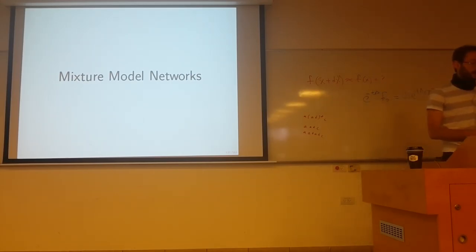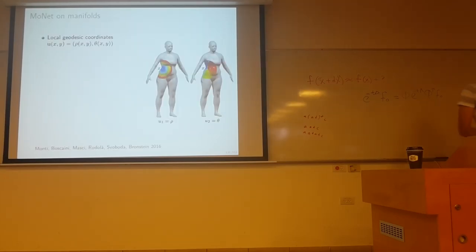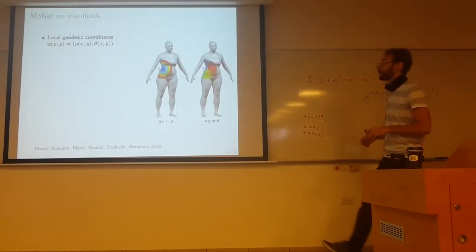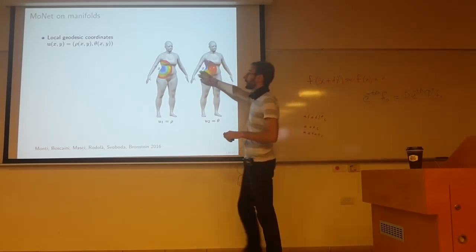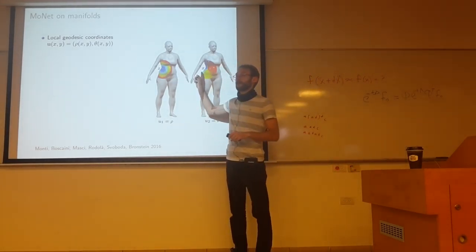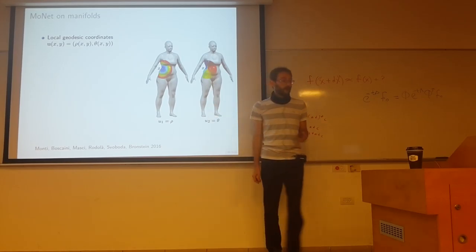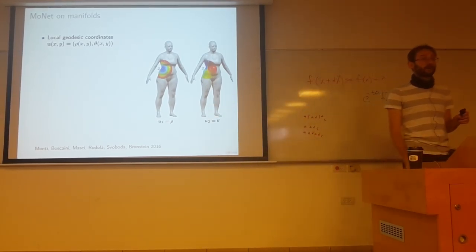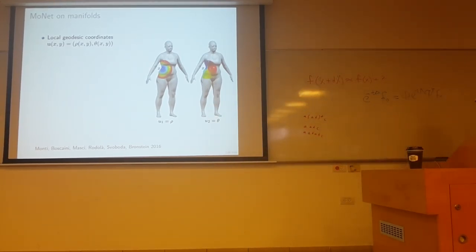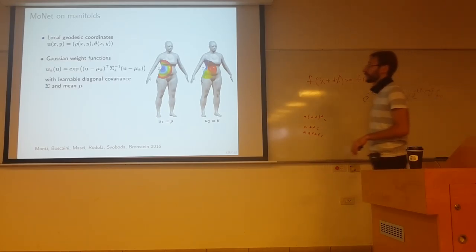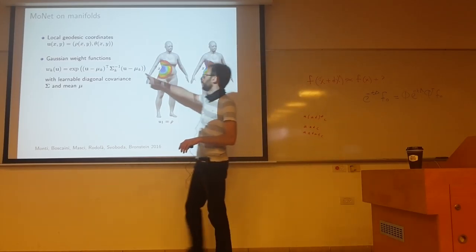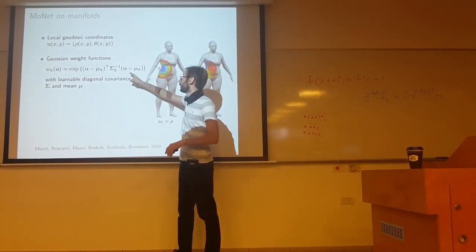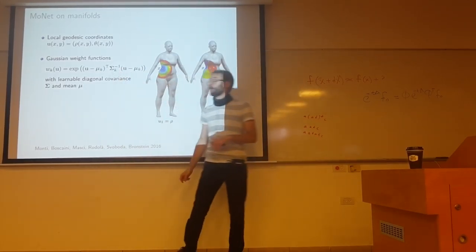Okay, so let me finish with the mixture model networks, MoNet, the new architecture that appeared on arXiv just a few days ago. Basically, we also have results with shapes. The idea here is very simple. We construct local geodesic coordinates, rho and theta, as we did before. Here we also fix the orientation so that theta 0 is the principal, maximum curvature direction.